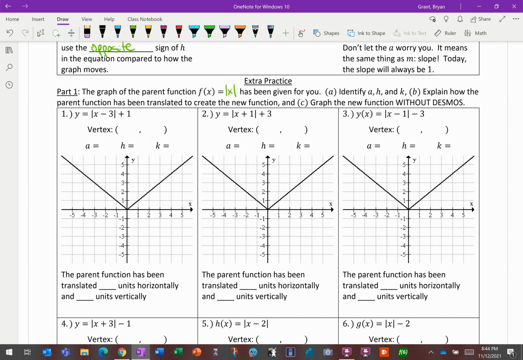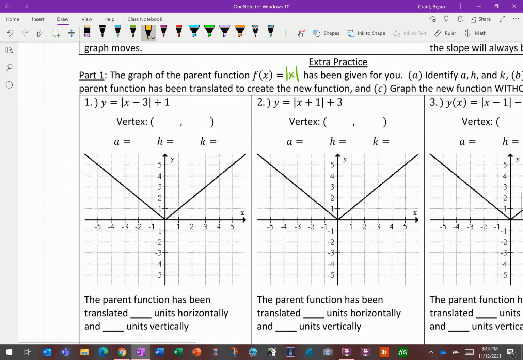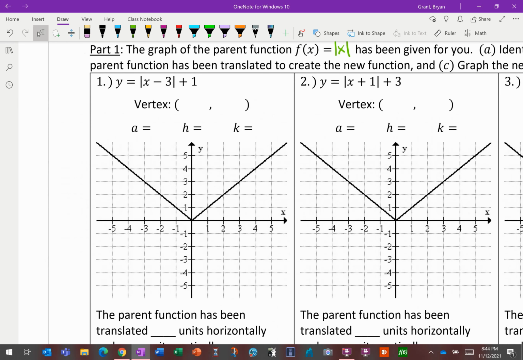You're going to identify a, h, and k and the vertex, explain how the parent function is translated to create the new function, and then graph the new function without Desmos. Desmos is a great tool to understand what's happening and even to check your work, but you're not going to get Desmos on the test. Sorry. So here we go. Let's look at this first problem, and then hopefully you guys can take care of the rest.